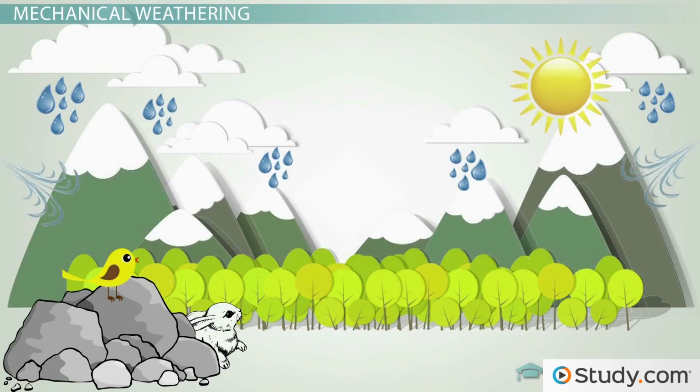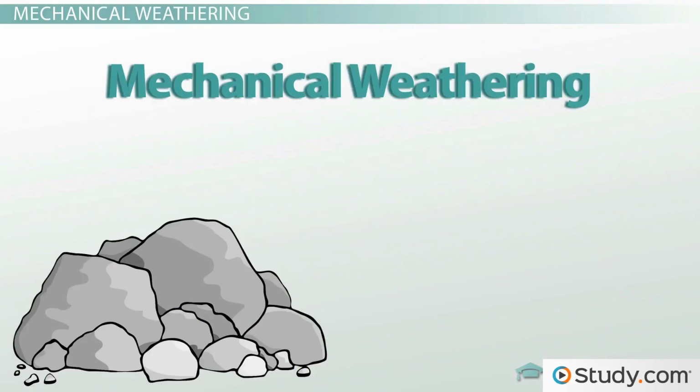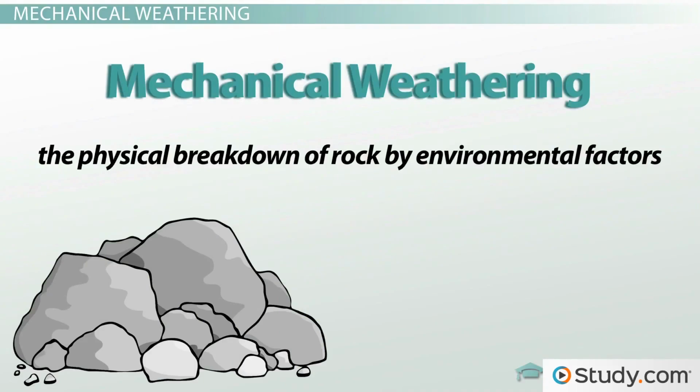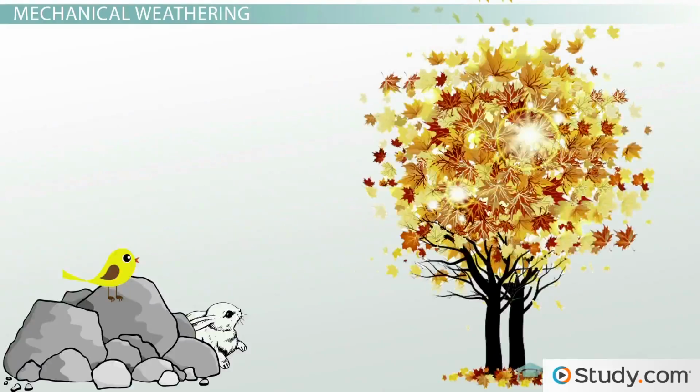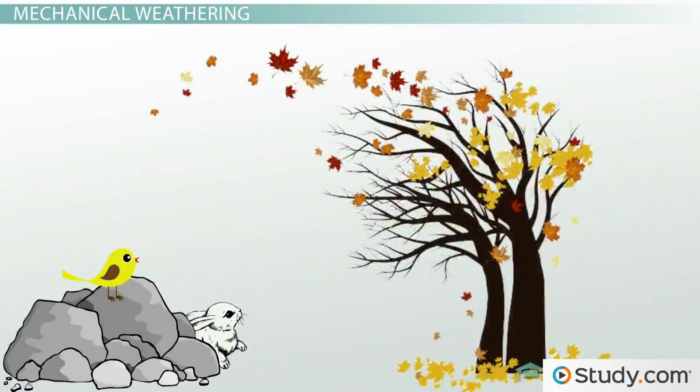on your rocky structure. These forces lead to mechanical weathering, which is defined as the physical breakdown of rock by environmental factors. In this lesson, we will take a look at how this process works and see examples of the different types of mechanical weathering.